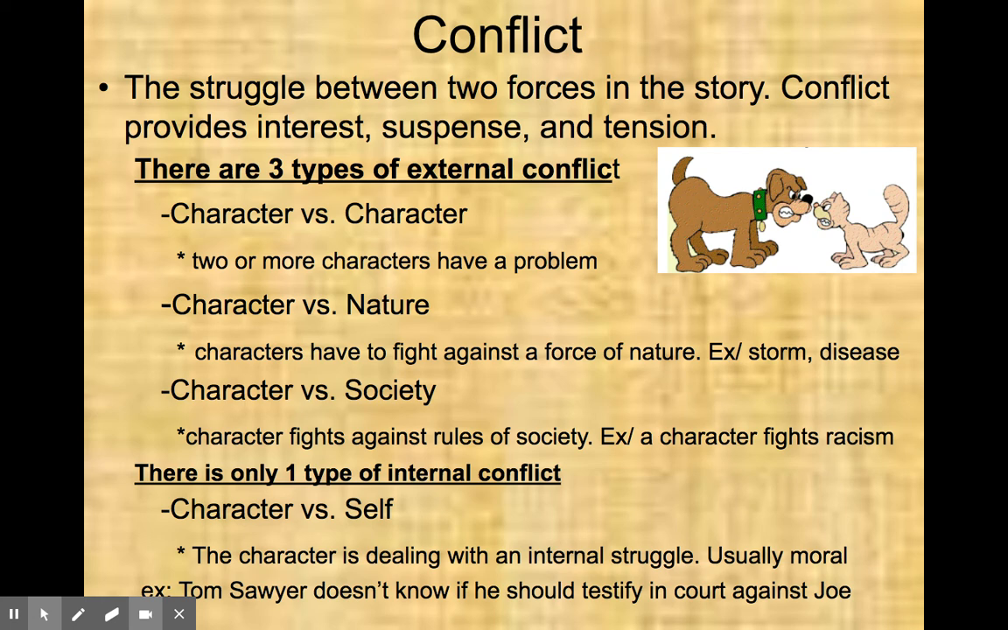In books, it's usually bigger than that. In Tom Sawyer, Tom Sawyer doesn't know if he should testify in court against Joe. Testifying in court is much bigger, of course, than an internal conflict about doing homework or not. But those are both examples of internal conflict, and there are lots and lots.